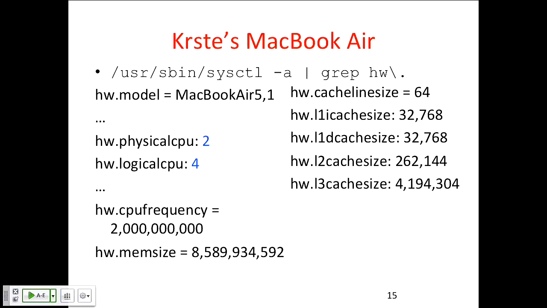Okay, and these are some of the other parameters. I have 8 gigs of RAM. These are the caches: 32K level 1, 256K level 2, 4 meg level 3. So you can see all these real hardware parameters of your laptop.